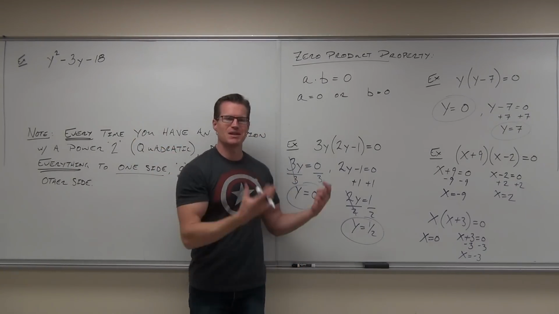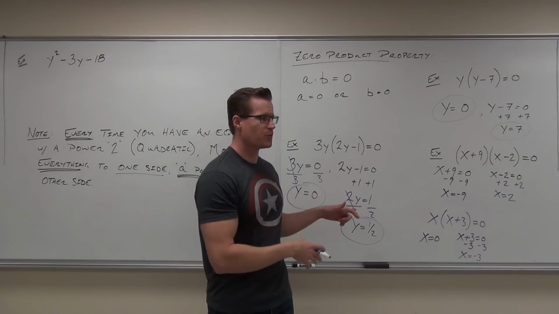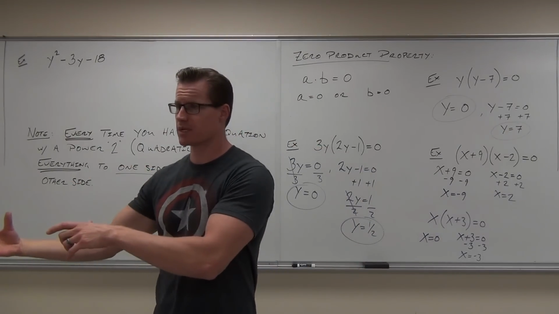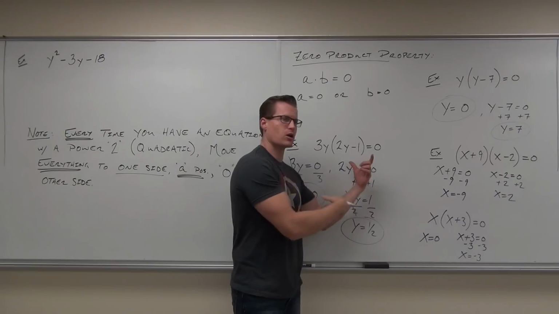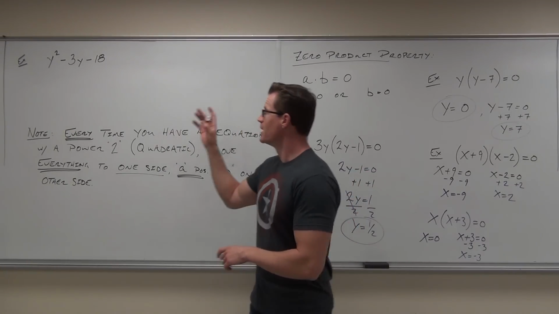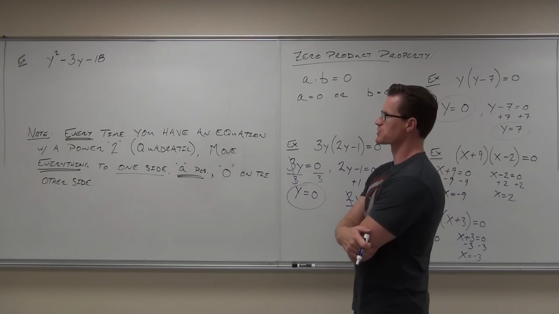That's all I'm going to give you as far as the zero product property by itself, because now the idea is, can we use it? Can we combine what we did with factoring with this idea of the zero product property and get answers to equations? And that's what we're going to do right now. So, take a look at the board. We have y squared minus 3y minus 18.